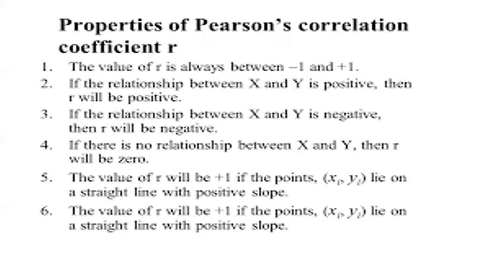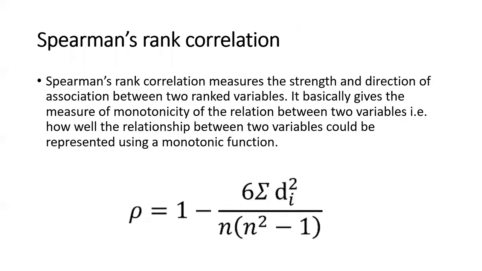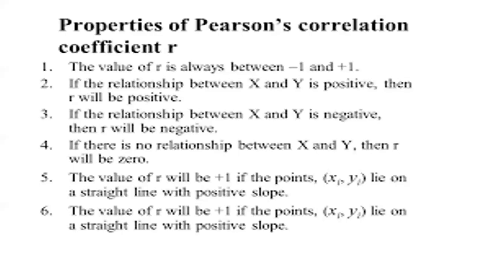Point 5 says that the value of R will be +1 if the points X, Y lie on a straight line with positive slope. The line, which we have shown in the linear correlation diagram, was this one. If the line is moving in the positive direction, then the value of R will be positive. It's simply saying this. Then point 6: the value of R will be +1 if the points X, Y lie on the straight line with positive correlation. The same point is repeated here.